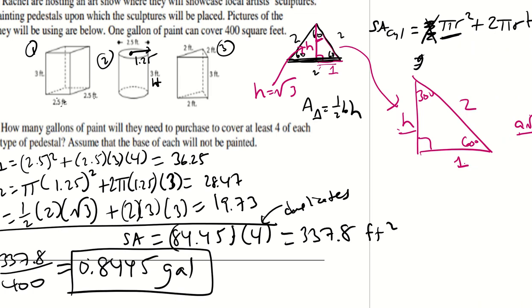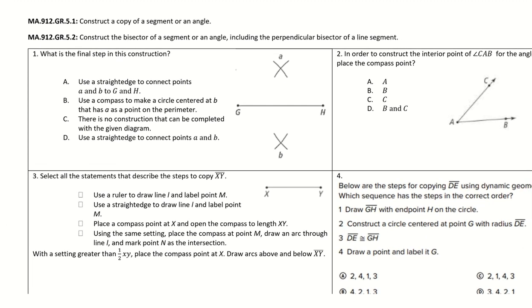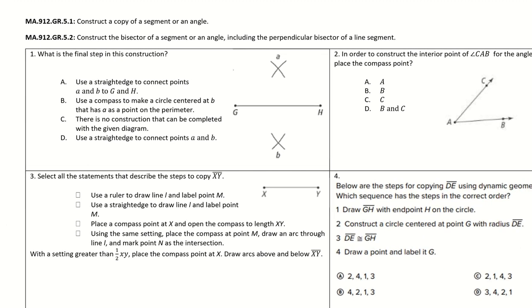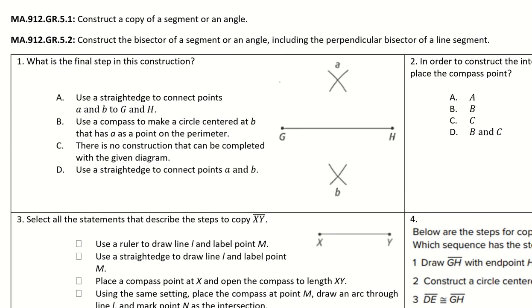All right. So next page here, these are covering 2 standards, copy constructions for segments and bisectors. All right, so number 1, what is the final step in this construction? Very straightforward. This is actually how you construct the perpendicular bisector. So normally what you would do is to construct the perpendicular bisector, here are the steps. You basically put your compass and you set the width of the compass so it's greater than half of the line. So this is greater than half.